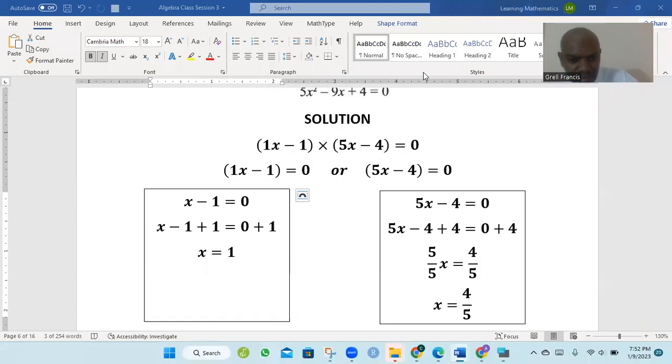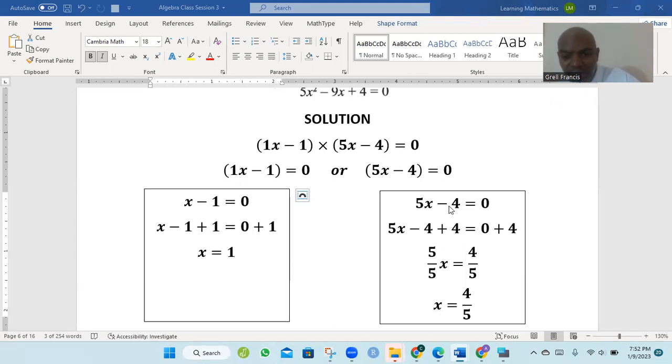So just to recap, we have two equations here to solve. The x minus 1 equals 0 and the 5x minus 4 equals 0. The x minus 1 is a little simpler than the 5x minus 4 because with x minus 1 we only have to cancel out minus 1 to solve for x. And we cancel out a minus 1 by adding 1 on the left and the right. And we have x equal to 1. But with this one, we have to cancel out minus 4 and we still have to cancel out 5.